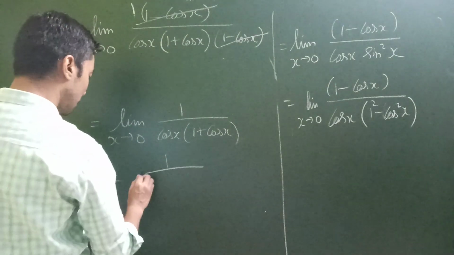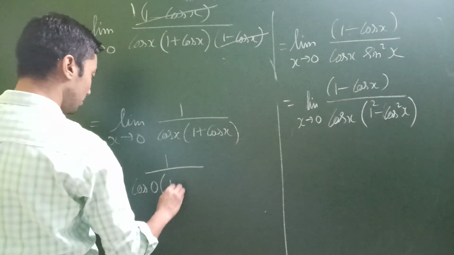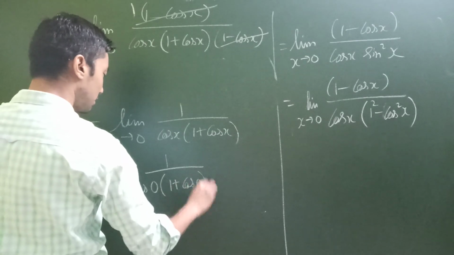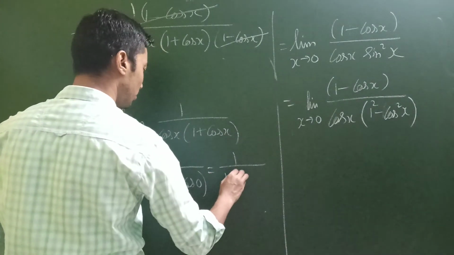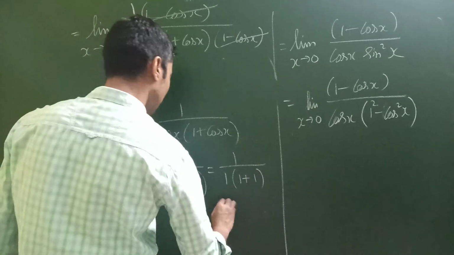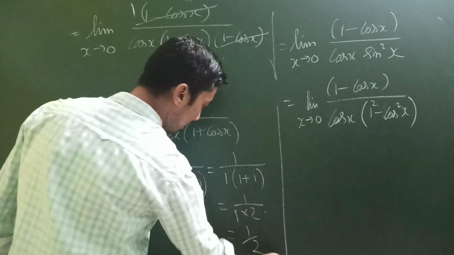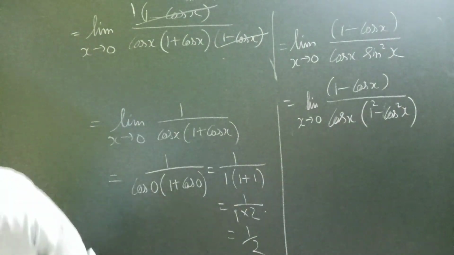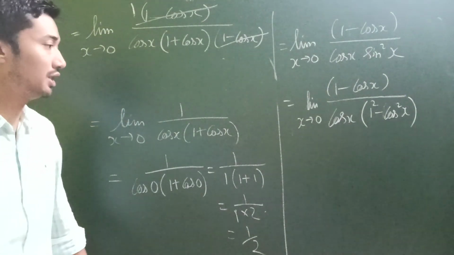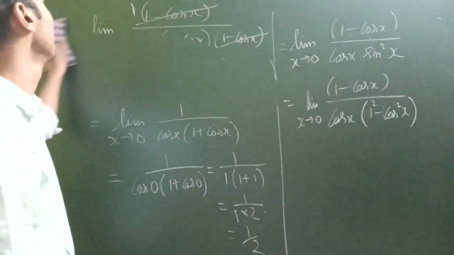So it's going to be 1 by cos 0, 1 plus cos 0. So 1 by cos 0 is 1, 1 plus cos 0 is 2. So 1 by 1 into 2. What is the value then? 1 by 2. 1 by 2 is the value. Okay, value.